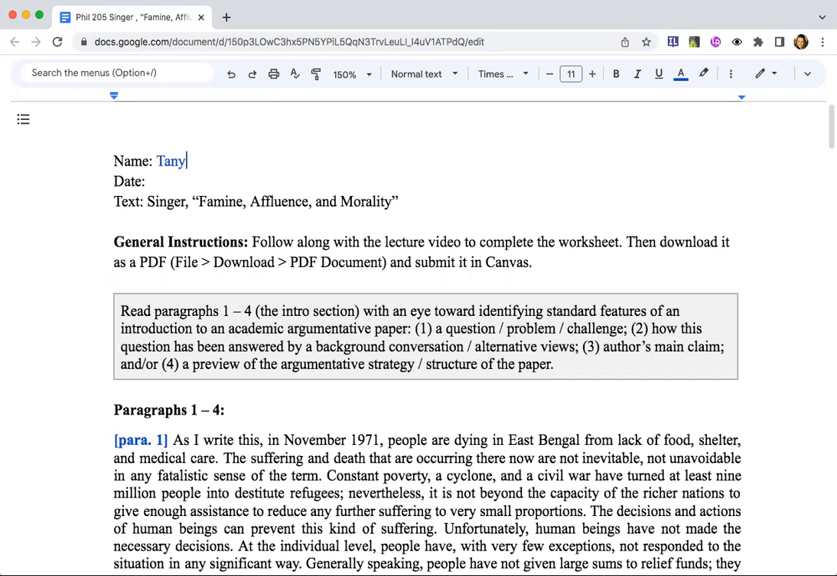So let's just start by putting our name on the worksheet and today's date. The name of the text is Famine, Affluence, and Morality by present living Australian philosopher Peter Singer. This text was written in 1972, so it's a little bit old, but it is one of the most famous texts in the area of applied ethics.